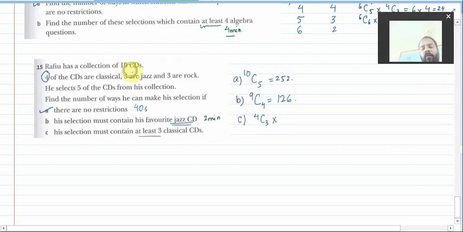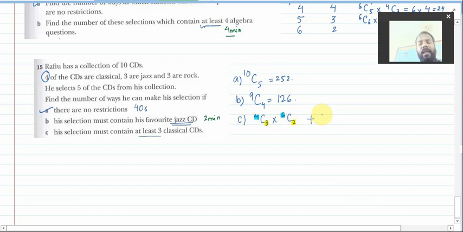From 10 we have defined 4 choose 3. The remaining CDs are 6, right? From 6 of them he needs to select 2. Keep in mind that these 2 numbers show the options he needs to select, right? And the numbers on the top are the total number. So in total he has 10 CDs, out of which he needs to select 5 of them, and the condition is at least 3 from the classical CDs. So that is my first option.